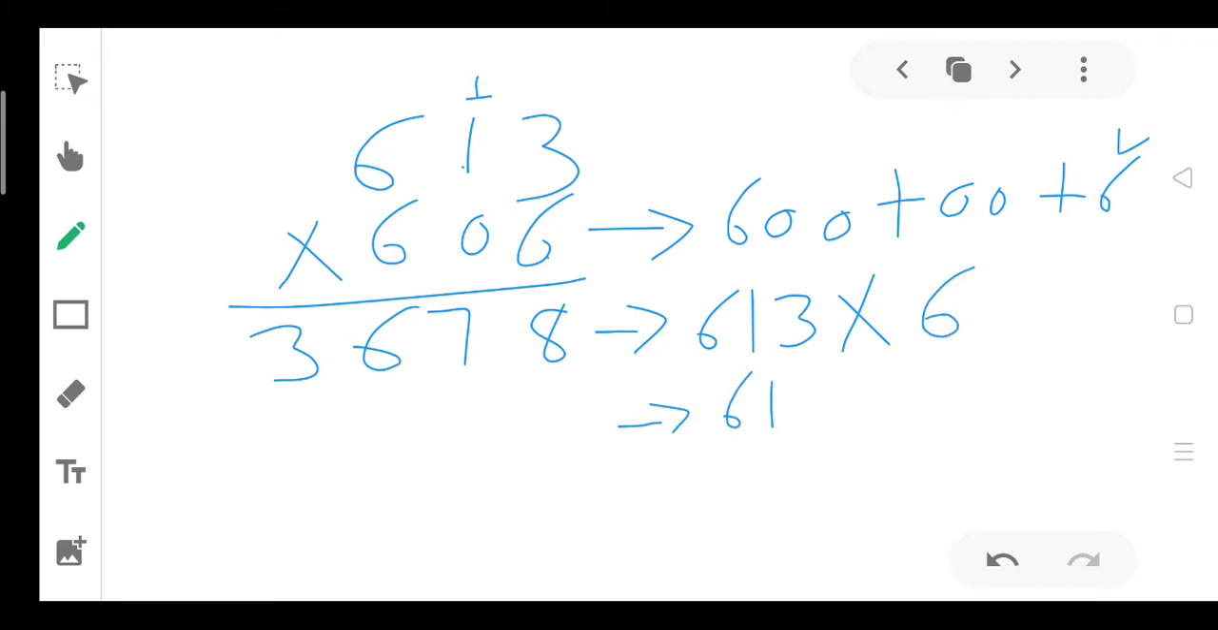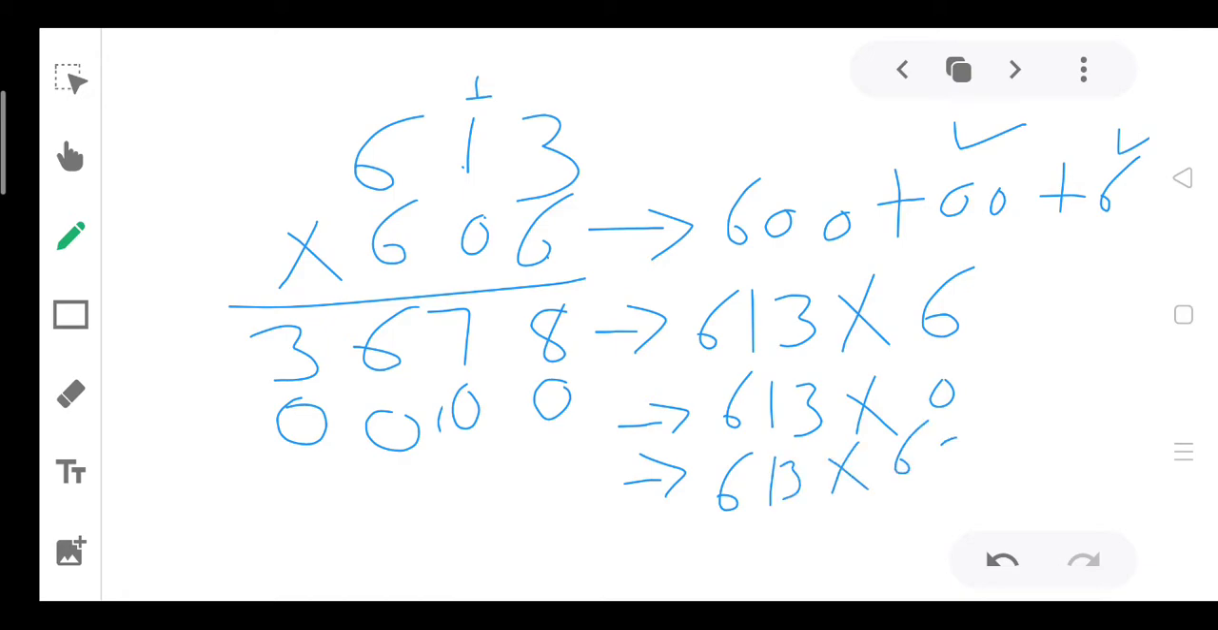Now 613 we will multiply by 0, the tens place digit. So in the ones place you will put 0, and now start: 0 3s are 0, 0 1s are 0, and 0 6s are 0. Now we will multiply 613 by 600. So at the ones and tens place we put 0, 6 3s are 18, the previous carry we will cut and write a new carry here. 6 1s are 6 and 1 is 7, 6 6s are 36.